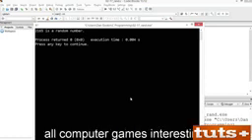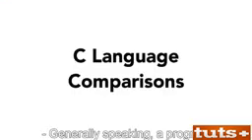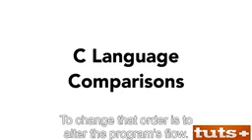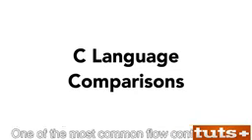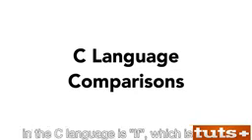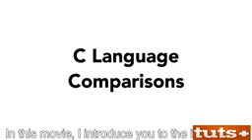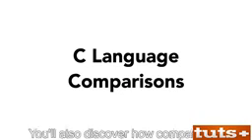Generally speaking, a program executes statements as they appear in the source code, one line after another. To change that order is to alter the program's flow. One of the most common flow control words in the C language is if, which is similar to its human language counterpart, also called if. In this movie, I introduce you to the if keyword. You'll also discover how comparisons are made in the C language, as well as how to handle multiple decisions.